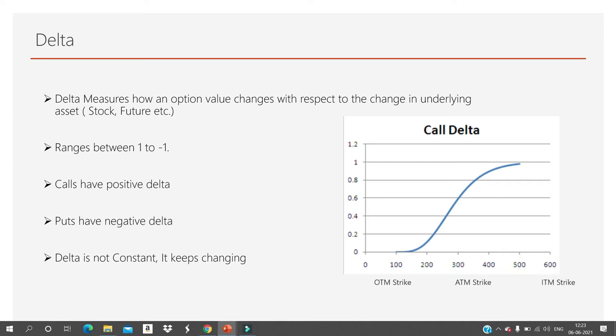Okay, so it ranges between 1 and -1. Generally, calls have positive delta and puts have negative delta. Delta is not constant, it keeps on changing as our underlying price moves. In this figure you can see out of the money strikes have less delta, and in the money strikes have the highest delta. I hope you understand in the money, out of the money, and at the money strikes. These are very basic things if you are doing options trading.